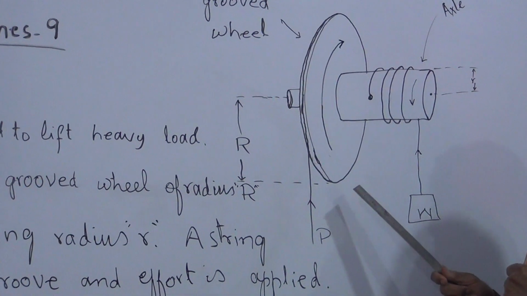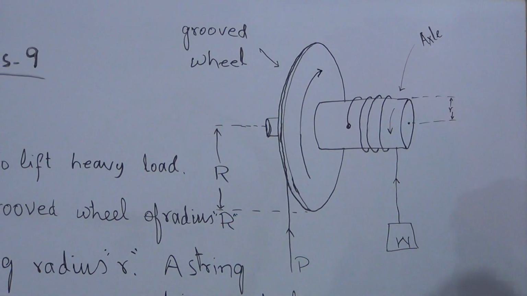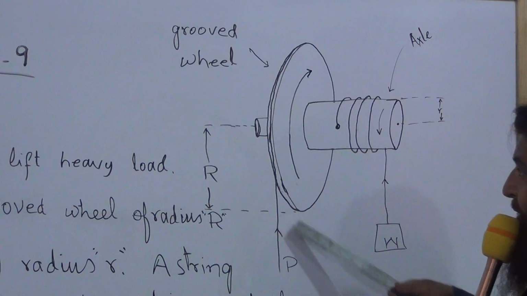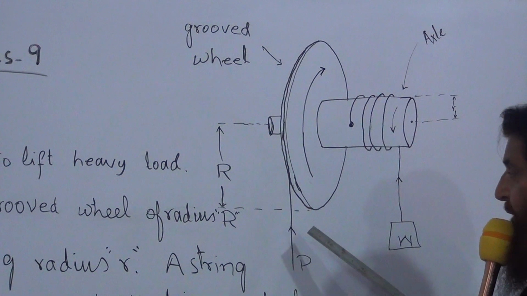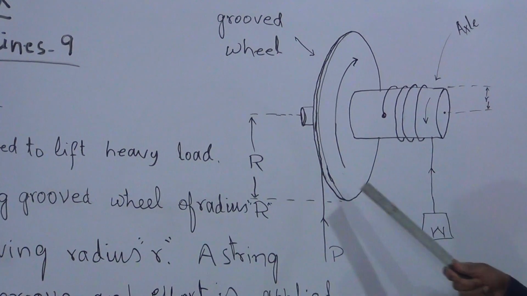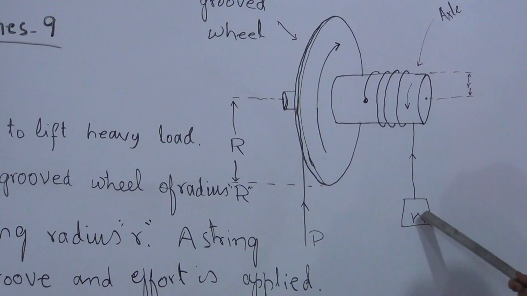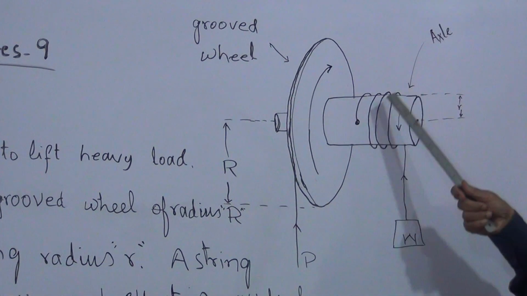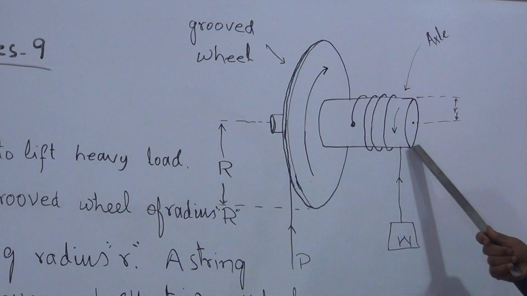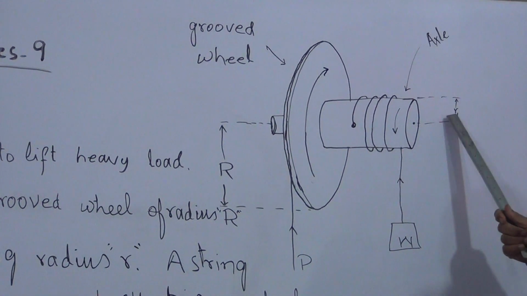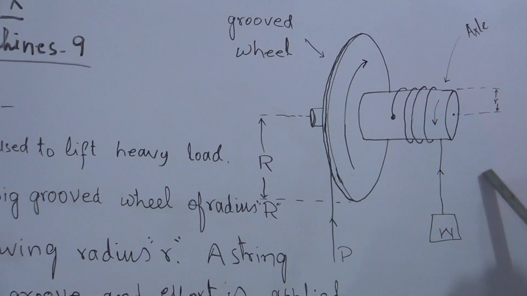Now, as I told you, you have to learn about effort arm and load arm. When your effort takes one circle, the effort arm will be 2 pi capital R. The load is lifted up by the rotation of the axle, and the axle also takes one circle and its radius is smaller. So the load arm is 2 pi small r.